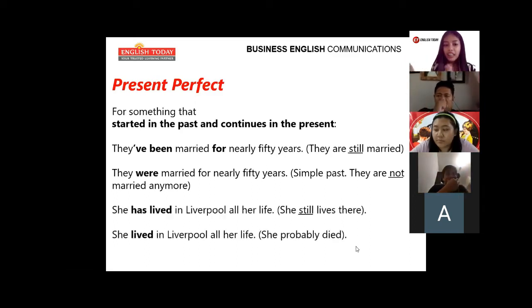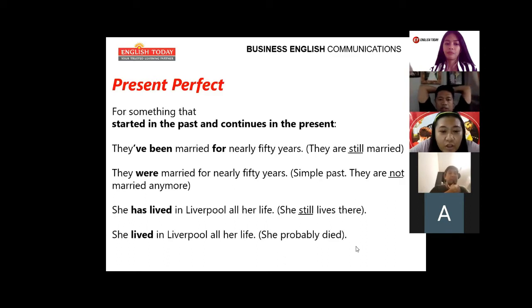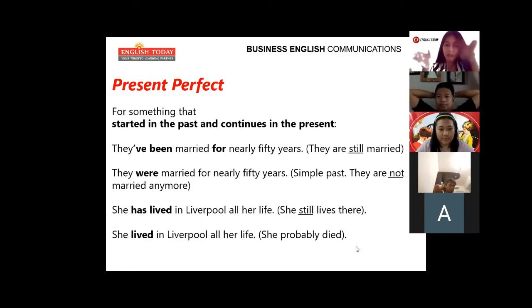Now moving on here. Still similar, just to give more ideas. Adele, can you read the next sentence? She has lived in Liverpool all her life, meaning she still lives there. Yeah, she has lived there all her life. She is still there. It means from the past until now, she is still there.